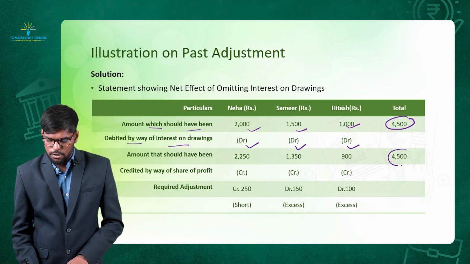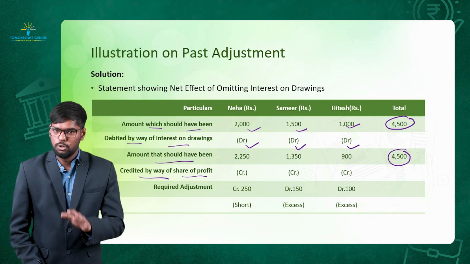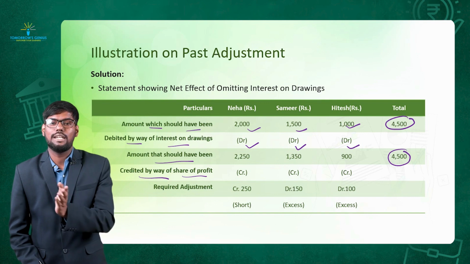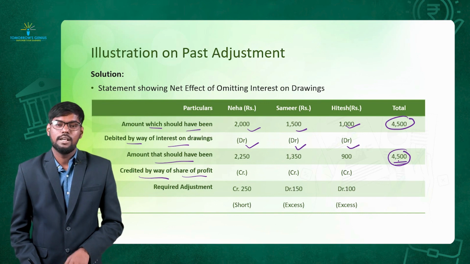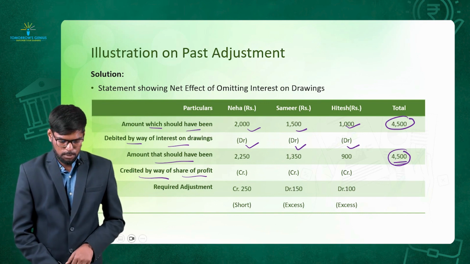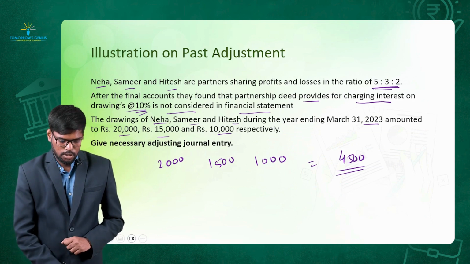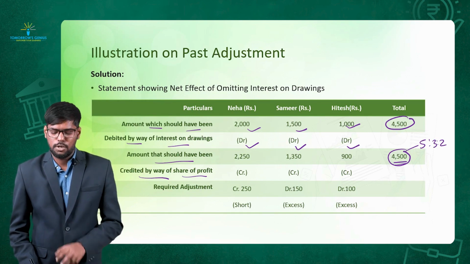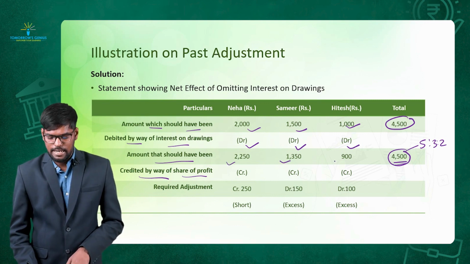So 4,500 rupees should have been credited by way of share of profit. And whenever we provide profit to partners, we record it on the credit side of the partners' capital account. So I distribute this 4,500 as per their profit sharing ratio. What is the profit sharing ratio? The profit sharing ratio is 5:3:2. So I distribute this 4,500 rupees in the ratio of 5:3:2 between the partners, and I get 2,250 rupees, 1,350 rupees and 900 rupees.